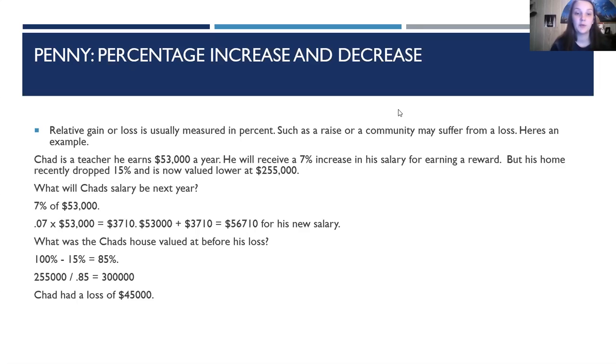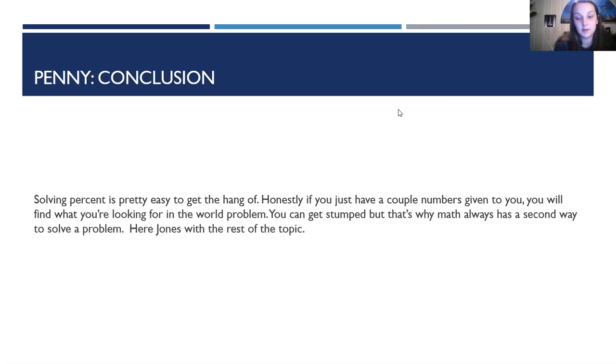And then for his loss, we'll see what his house was valued at. 100% minus 15% is equal to 85%, because it dropped 15%. So $255,000 divided by 0.85 is equal to $300,000. Chad had a loss of $45,000 in his house.